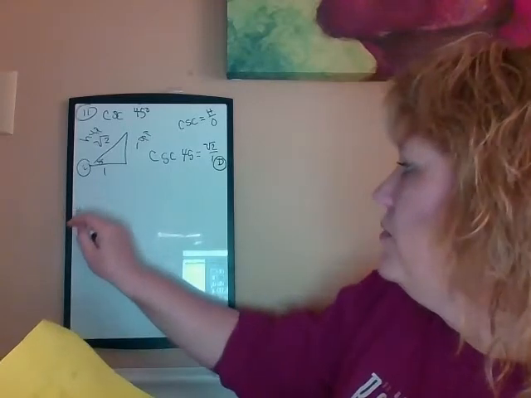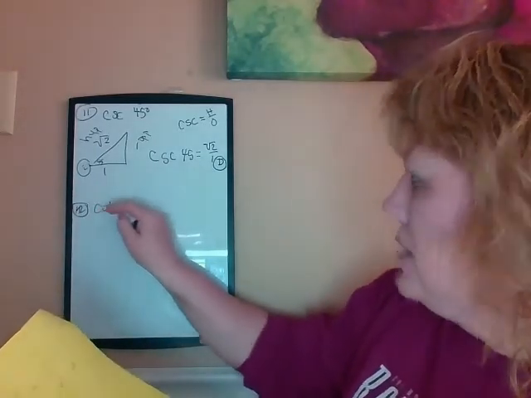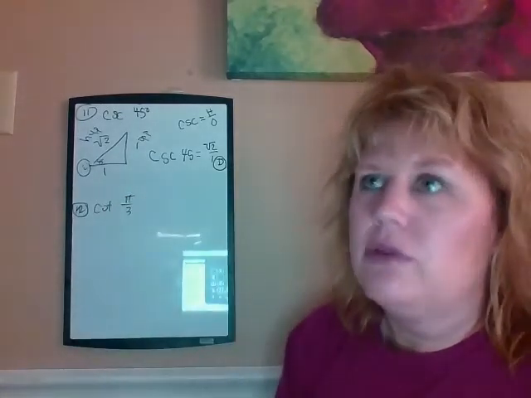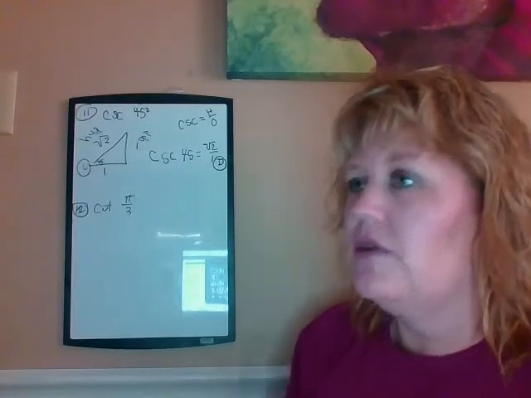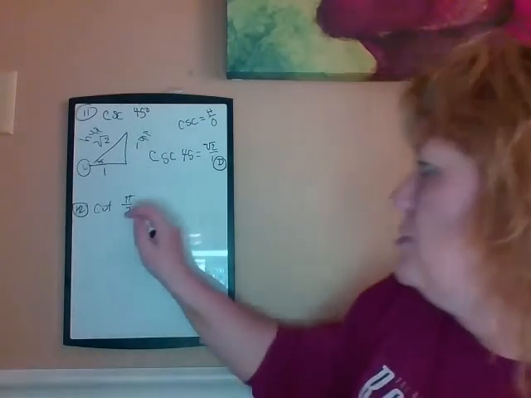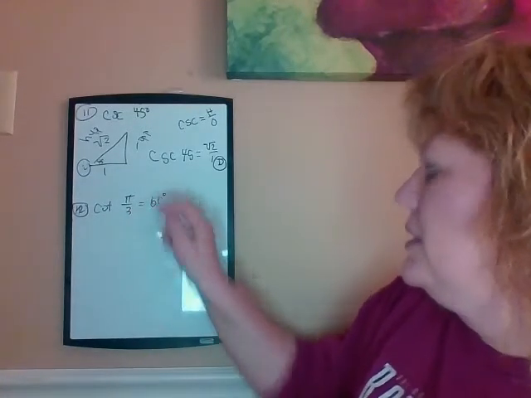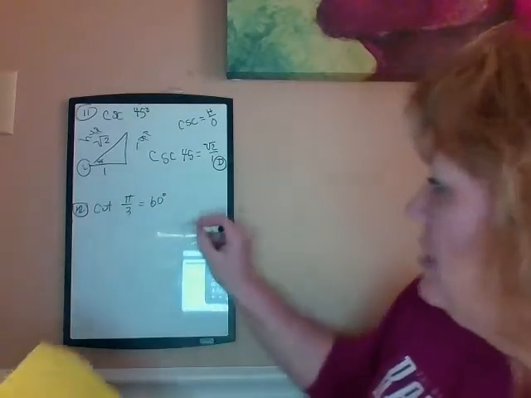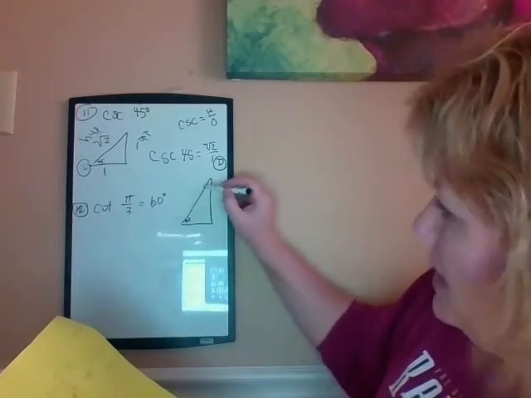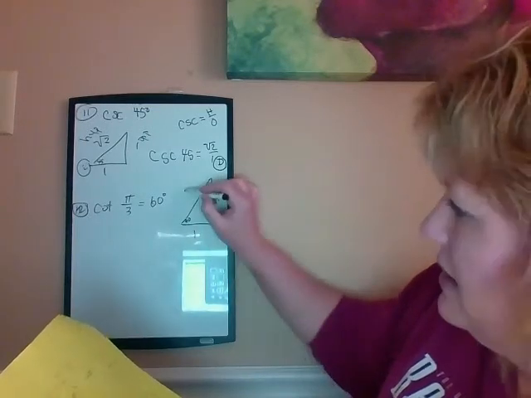Number 12 asks you to find the cotangent of pi over 3. If you don't know what pi over 3 is in degrees, you have two options. You can multiply by 180 over pi, or you could use your unit circle, but that's going to be 60 degrees, what we're going to get when we do that. So then that 30, 60, 90 triangle that they drew, they put the 60 degrees here, put the 30 here, this is the square root of 3, this is 1, and this is 2.